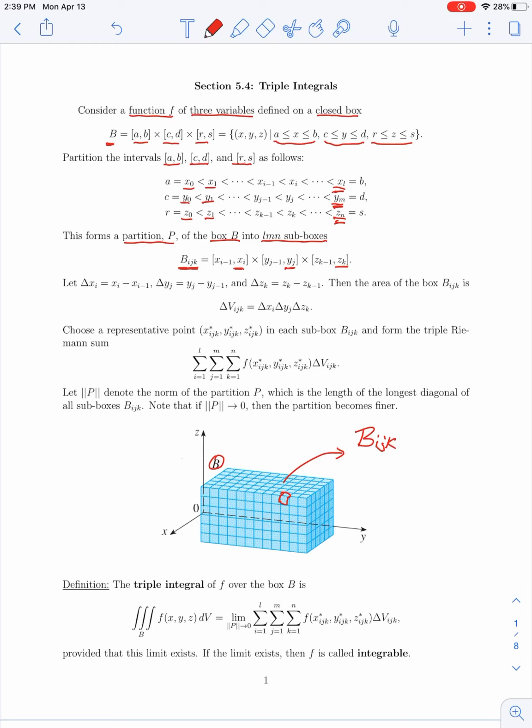Now, what we're going to need is the volume of the sub-boxes, just like for double integrals, we were calculating the area of our little sub-rectangles. To find the volume of our sub-box, let delta x sub i be the length of our sub-box in the x direction, delta y sub j the width of our box in the y direction, and delta z sub k the height of our box in the z direction. Then the volume of the box B sub ijk is denoted delta V sub ijk, and it would be the product of its length, width, and height.